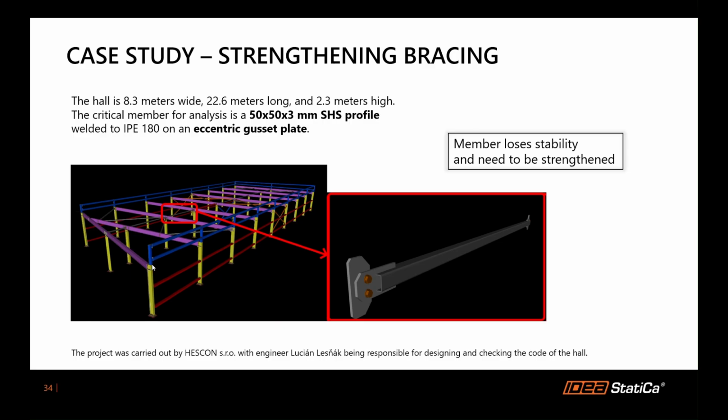So you see here it is the steel structure, and these are the longitudinal bracings. And because of a horizontal load, wind load in this building, they found out that there is a stability problem in this bracing. And because of the eccentric connections, and it's just a gusset plate, these are sensitive to buckling, to global buckling stability. So the member loses stability and it needs to be strengthened.